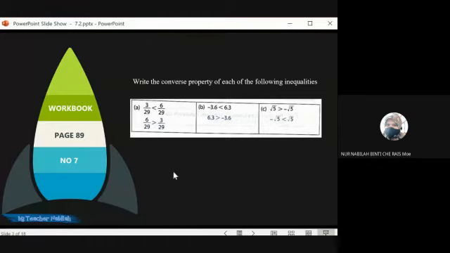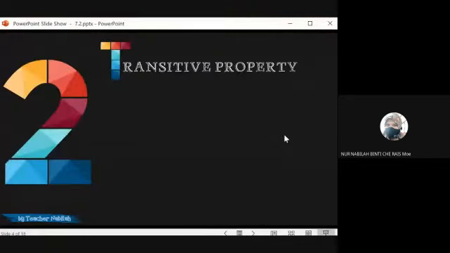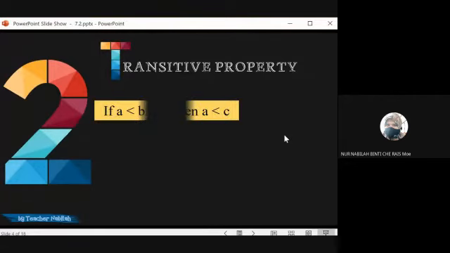Next, we want to look at the second property. The second property is the transitive property. What is the transitive property? If A is less than B less than C, then A is less than C.